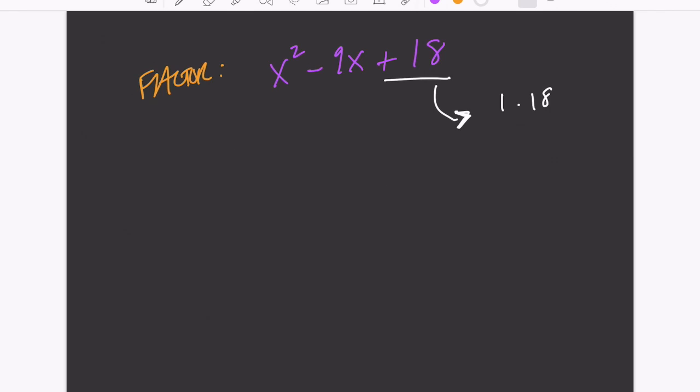And again, I'm doing positives right here, so I'm just going to throw out a couple. So 1 times 18. I could do 3 times 6. I could do 9 times 2. I don't know why I wrote that backwards, but that's okay. So any of those are going to get me 18.